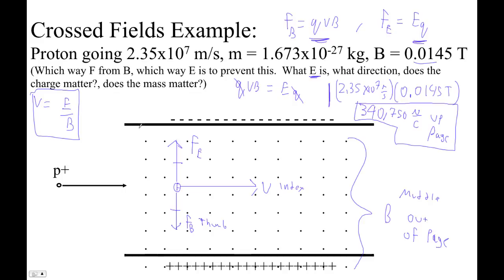So you can use these things. You can cleverly construct these. If you make a little slit here, and you make a little slit here on the other side, only particles that are capable of going straight through will make it through this, right? And so you use this. This is actually a velocity selector.